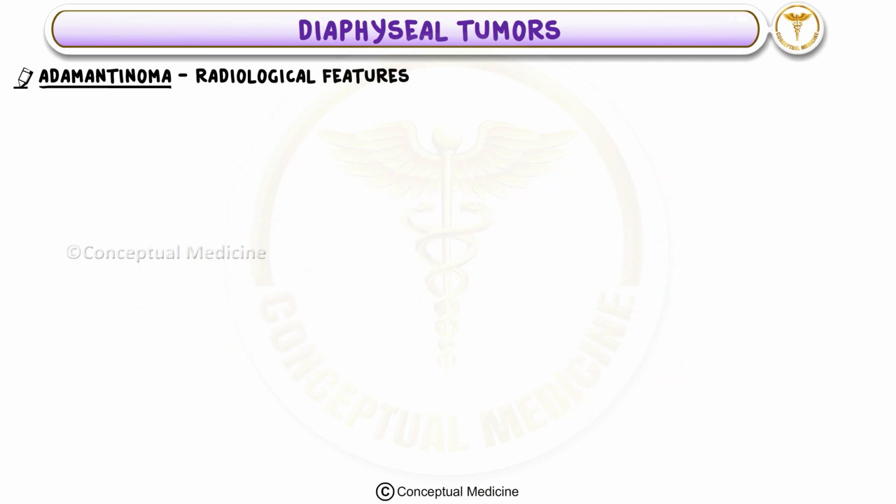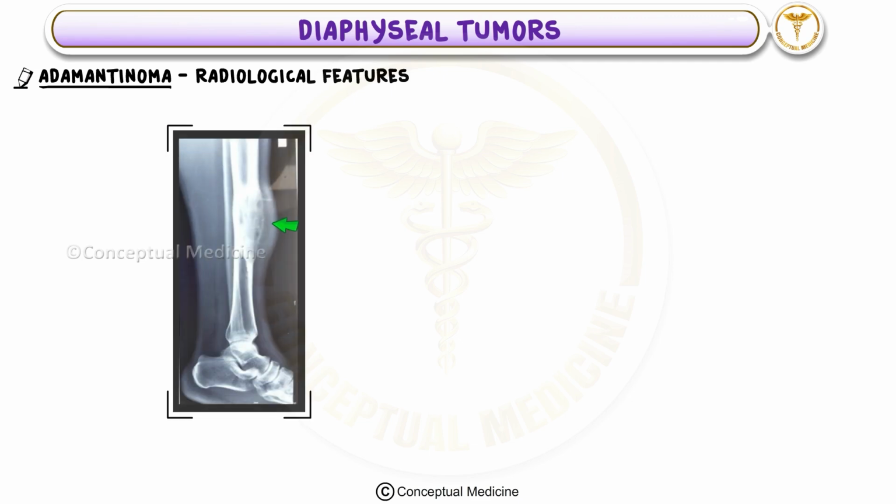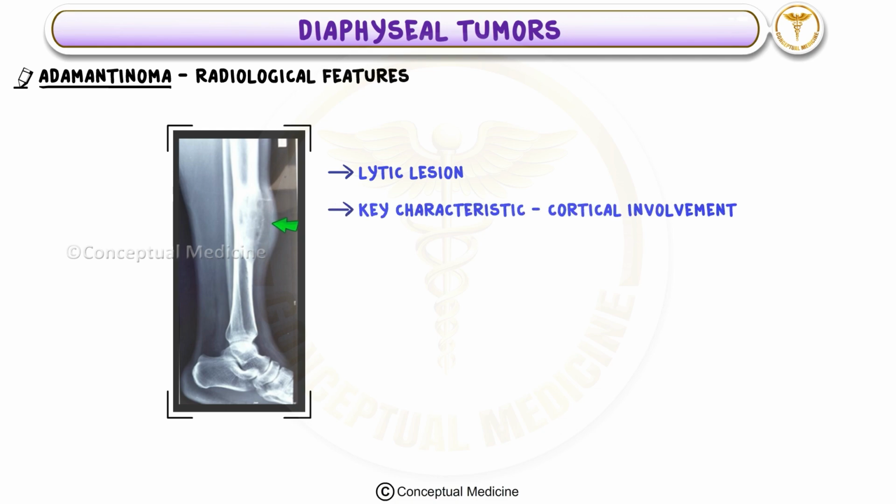Radiological features. Adamantinoma appears as a lytic lesion, a region of bone destruction. One key characteristic is cortical involvement, where the tumor invades the outer layer of the bone. This feature helps differentiate it from some other bone lesions.